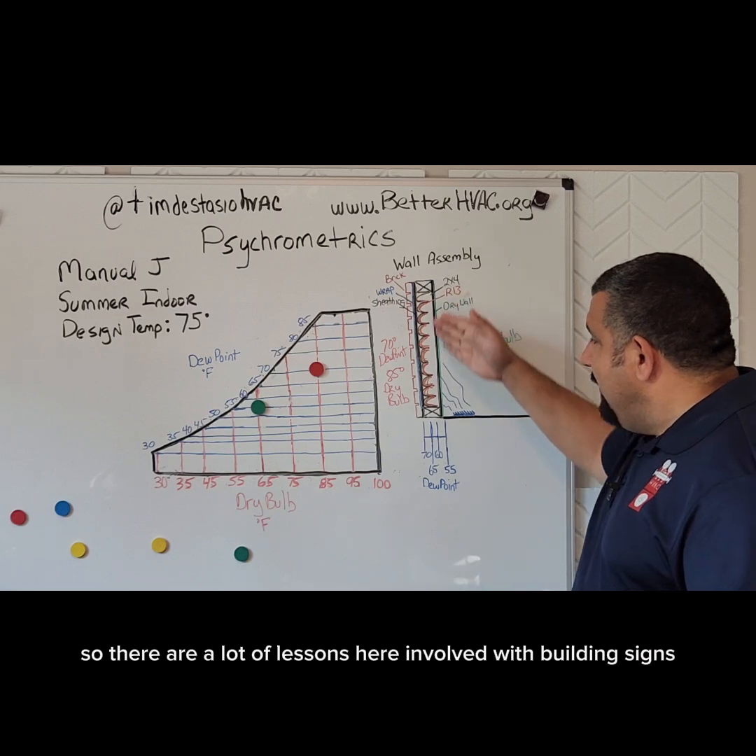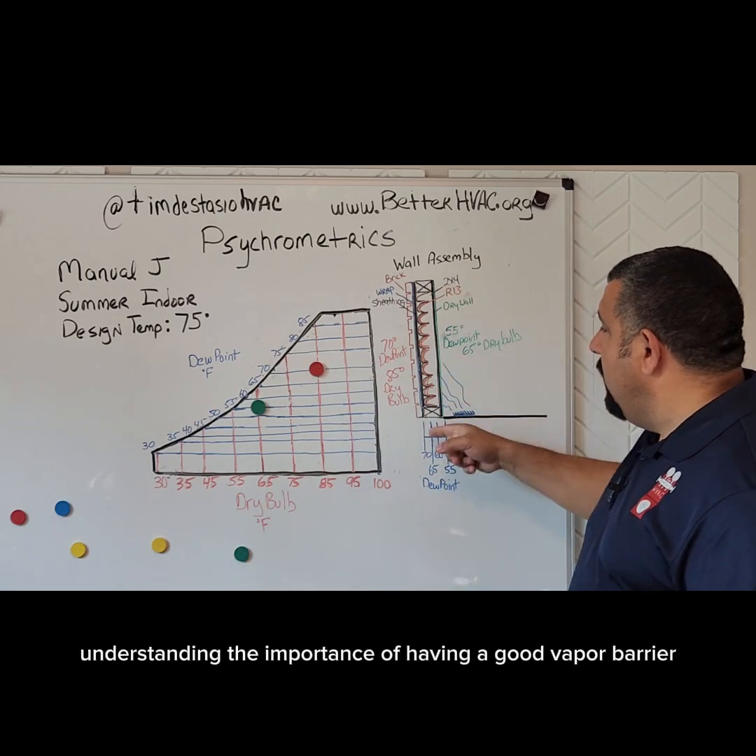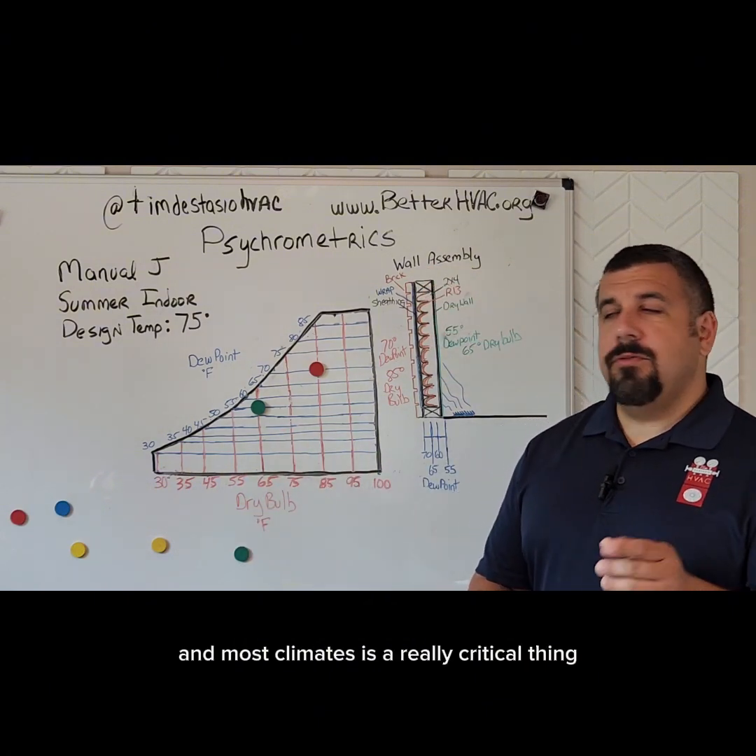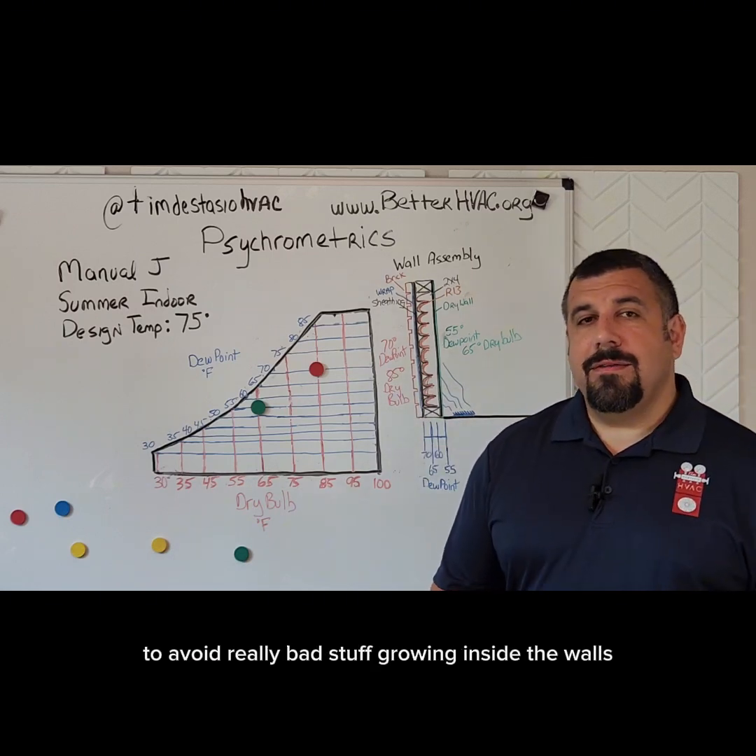So there are a lot of lessons here involved with building science, but understanding dew point, understanding the importance of having a good vapor barrier on the outside of most houses and most climates is a really critical thing to avoid really bad stuff growing inside the walls.